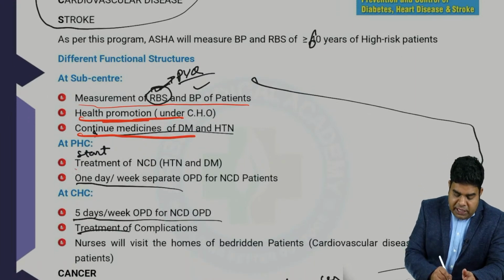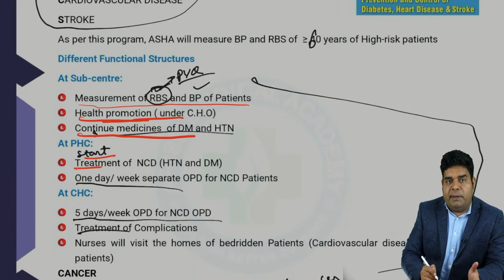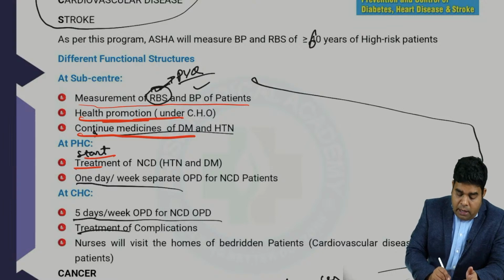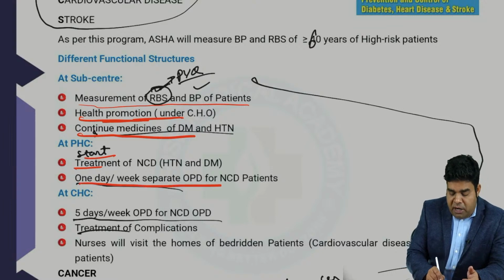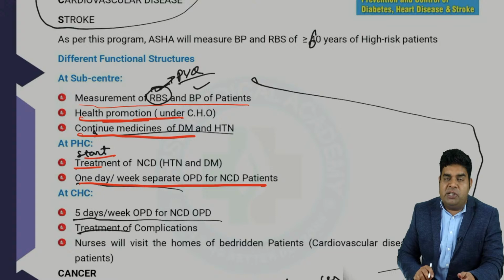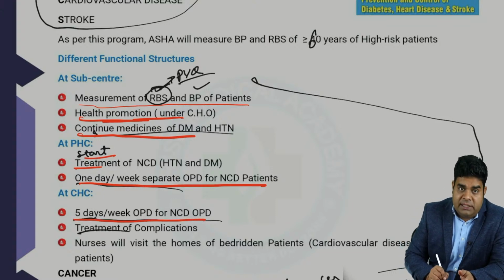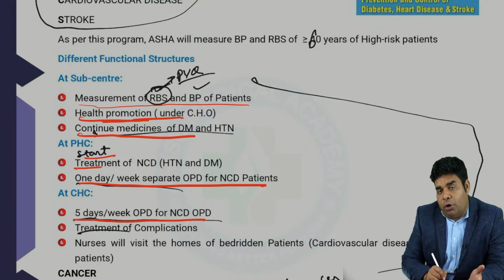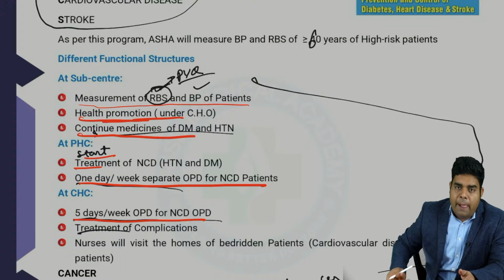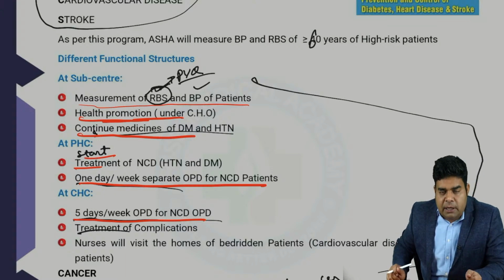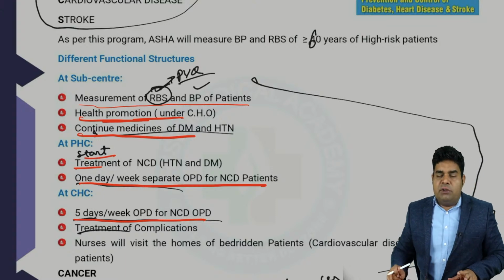Then at PHC, we can start treatment because at PHC, we have an MBBS doctor most of the time. And then 1 day per week, there is a separate OPD for NCD patients at PHC. At CHC, the OPDs are 5 days per week for NCD, and CHC can also do treatment of complications, and CHC can also send nurses to the homes of patients who are bedridden or having hemiparesis. So they will ask true or false, like which of the following is false?